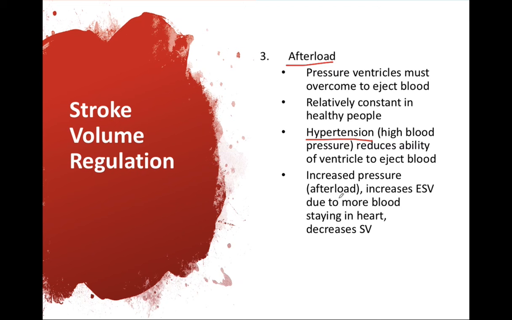So to relate this back to stroke volume, the greater the afterload, the harder the ventricles are going to have to pump in order to eject blood. The greater the pressure, the greater the end systolic volume. This is the volume after the ventricle has fully contracted. If there's a higher pressure that the ventricles are pushing against, it's naturally going to be much harder to pump blood against that, and more blood will end up staying in the ventricles as a result. And because less blood entered into the circulation, that therefore directly will decrease the stroke volume.